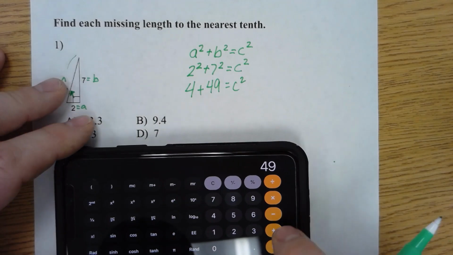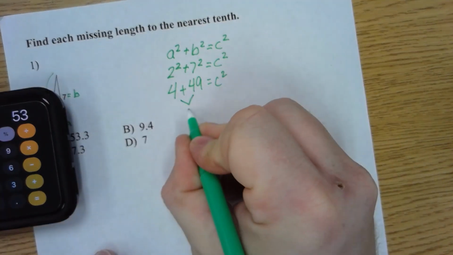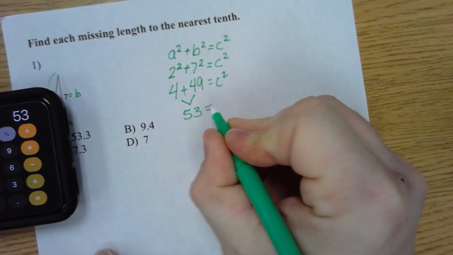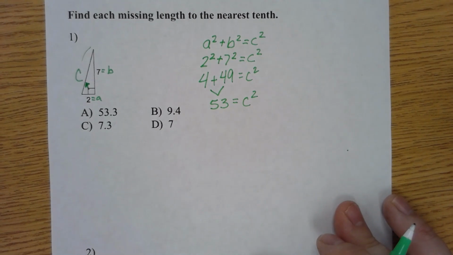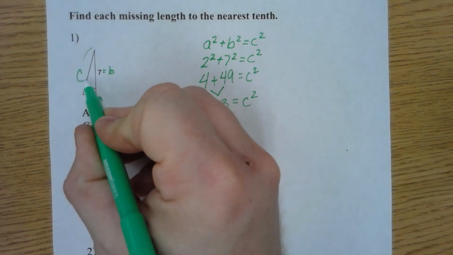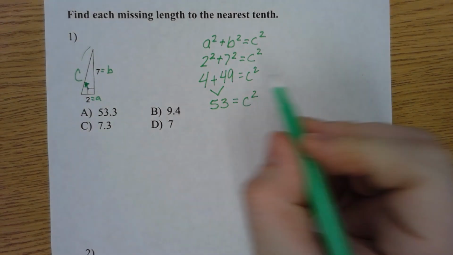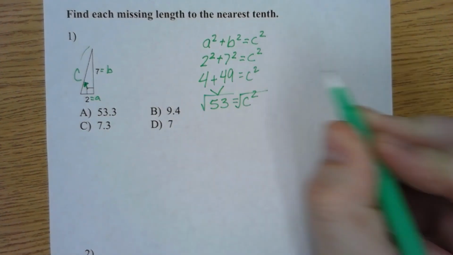Now we're just going to add those together. 49 plus 4, the calculator shows that's 53. So 53 equals C squared. Now don't get confused and jump the gun and say, oh, that's my answer. No, this is C squared. We are solving for C. The opposite of square is the square root, so we're going to do the square root of both sides.